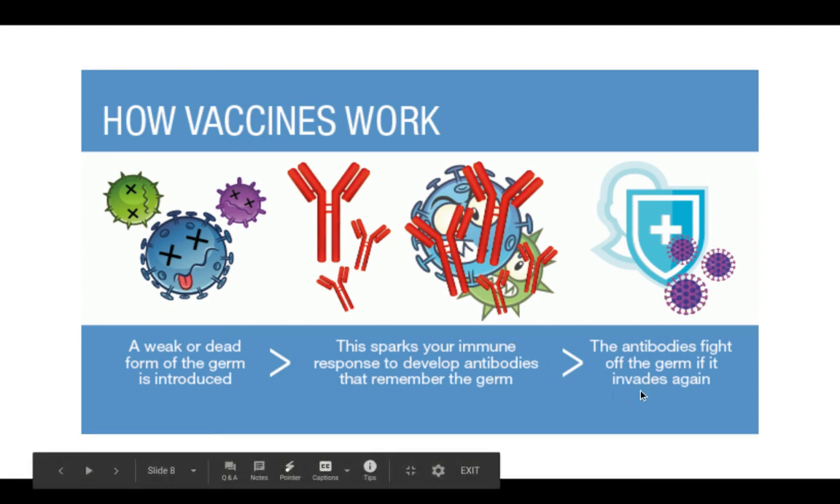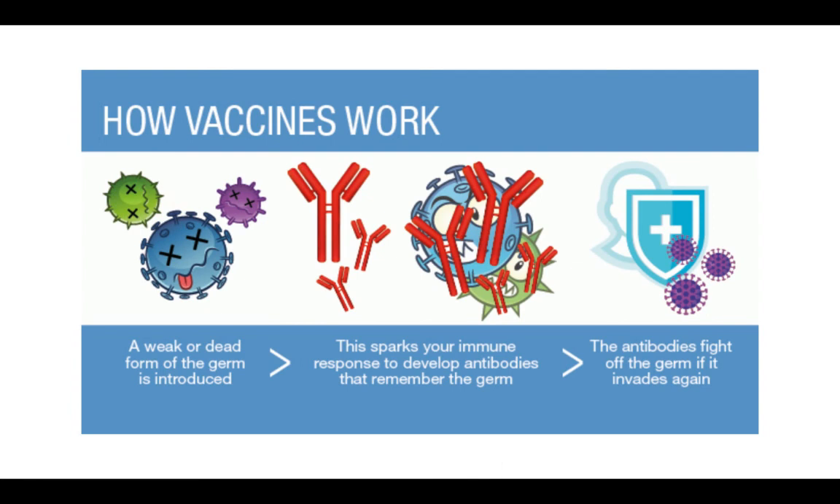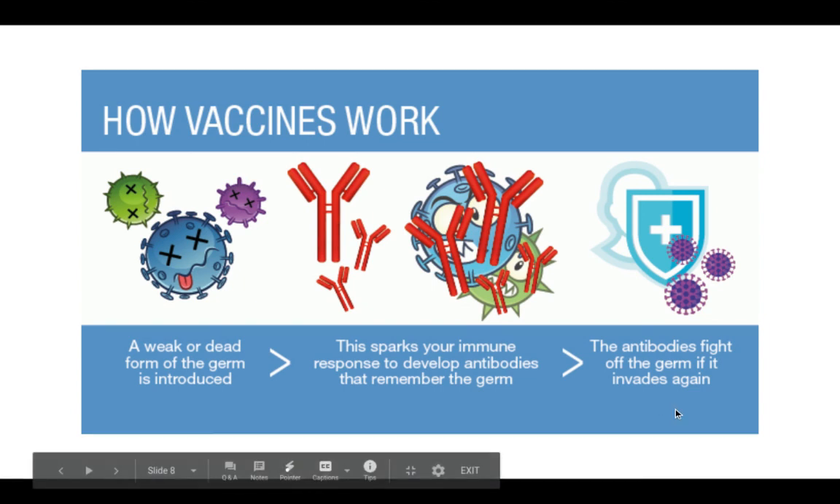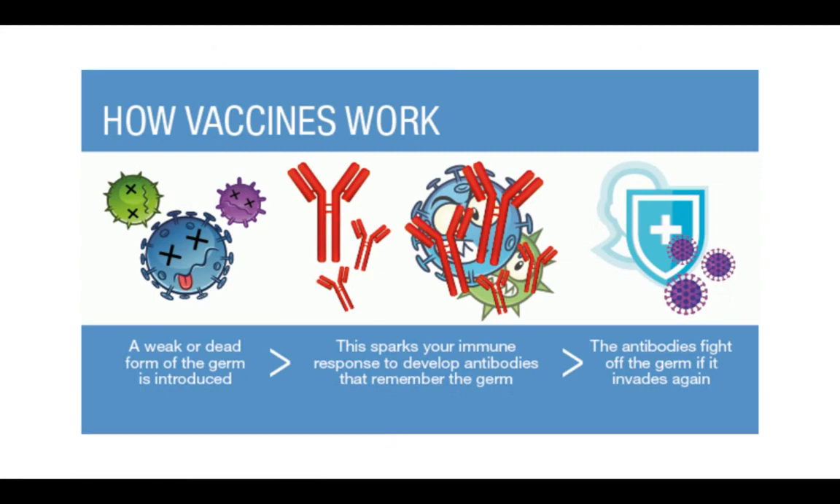Finally, the antibodies fight off the germ, okay? So the body has plenty of antibodies. So if the coronavirus comes again, the antibodies are ready and they can attach to the antigens on the virus and the T cells can attack very, very quickly, okay? So that's how vaccines work. Weak form of the virus, so it cannot hurt you. Inject it into the body, it makes antibodies, they attach to the antigens, and that gives you immunity.